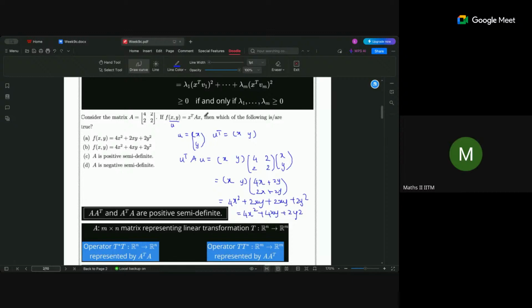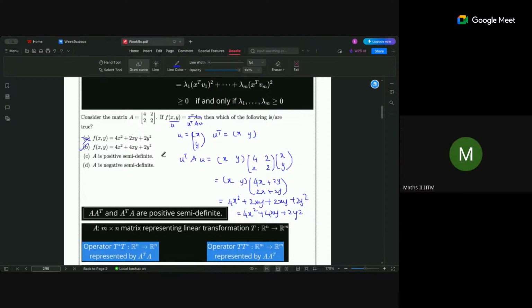So I guess what they wanted to write is: f of x comma y is, or f of u is u transpose Au. This is what they wanted to write, I guess. In that way, f of x comma y is this statement. So this is correct and this is incorrect. F of x comma y, where u is x comma y, is u transpose Au. Fine. All right, now is it positive semi-definite or not?